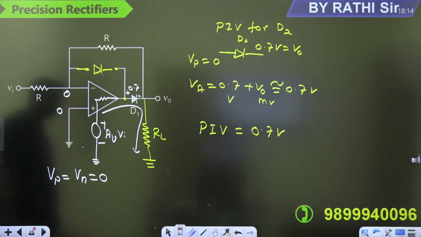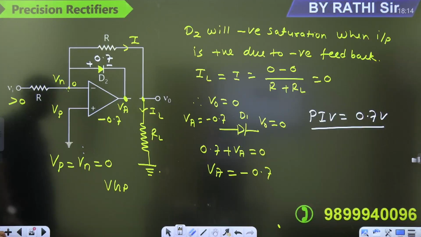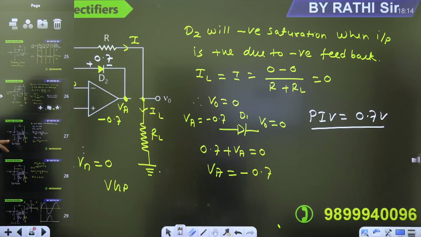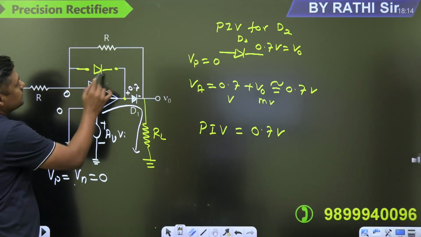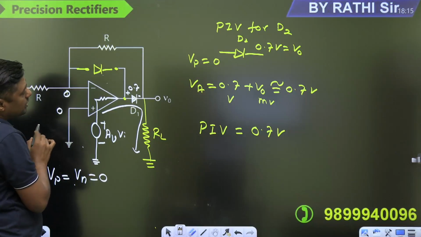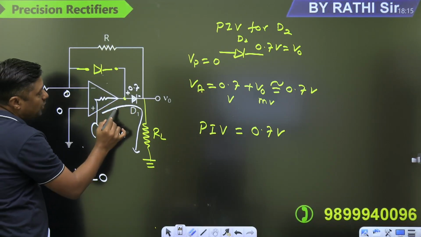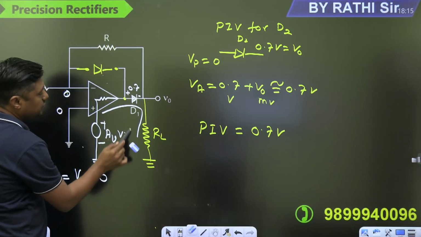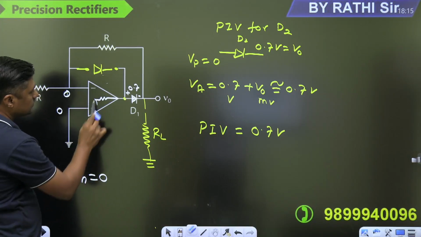Always remember in this half, the second half, when the Vi is what? Now watch this. How the PIV. For example, when this diode is off, right? According to the virtual short concept, this voltage is 0, this voltage is 0. And what is the drop across this diode? 0.7 volt. What is the voltage at this point? VA.